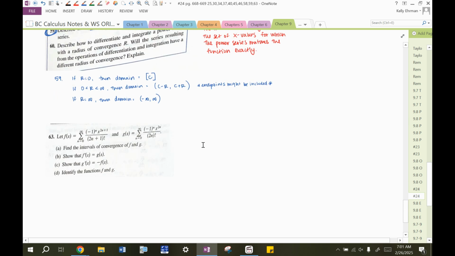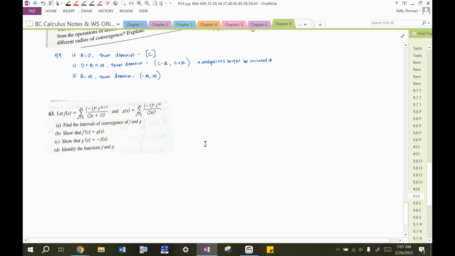Okay, let's take a look at this last problem. For this last one, it says find the intervals of convergence for f and g. So for part A, I'm just going to start with f. I'm going to do the ratio test. This becomes x to the 2n plus 2 plus 1 over 2n plus 2 plus 1 factorial times 2n plus 1 factorial over x to the 2n plus 1.